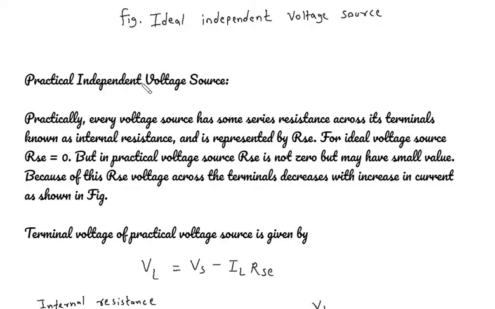Now practical independent voltage source. Practically every voltage source has some series resistance across its terminals known as internal resistance and is represented by RSE. For ideal voltage source, RSE is equal to 0, but in practical voltage source, RSE is not 0 but may have a small value. Because of this RSE, voltage across the terminals decreases with increase in current as shown in figure.